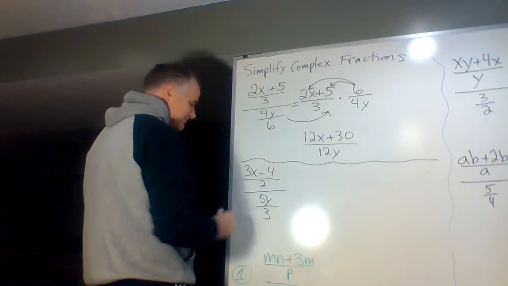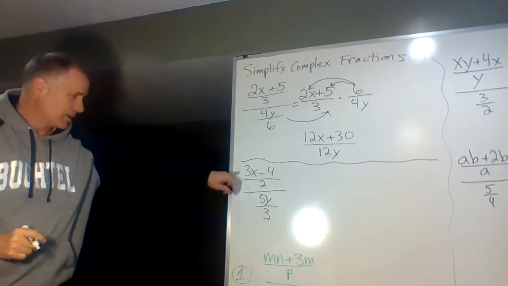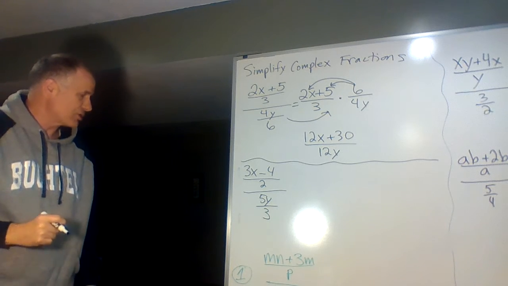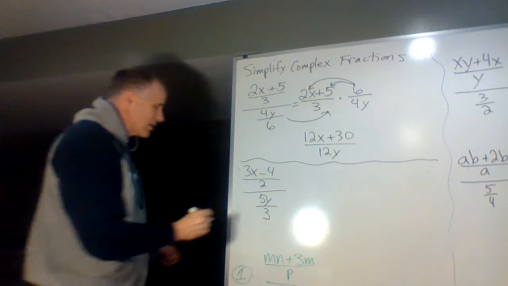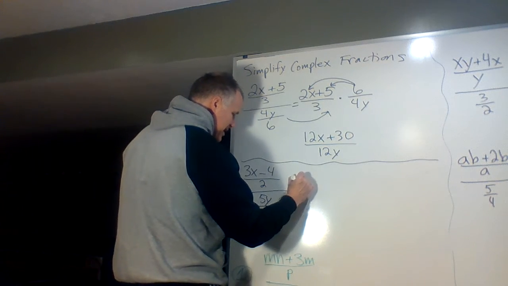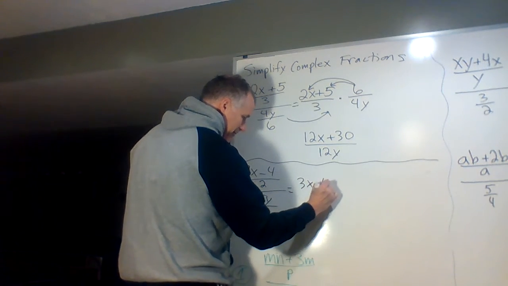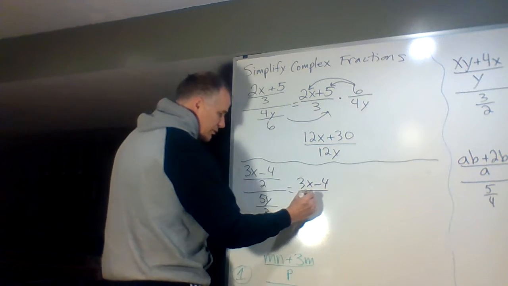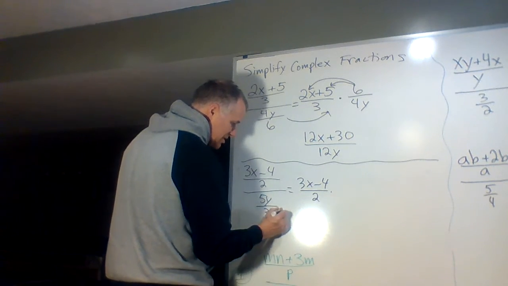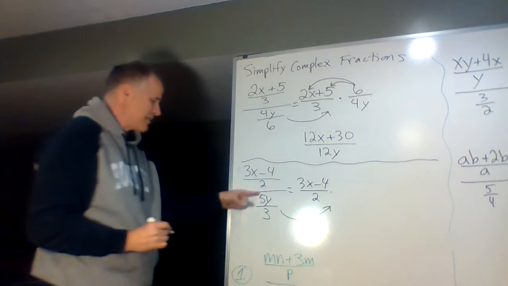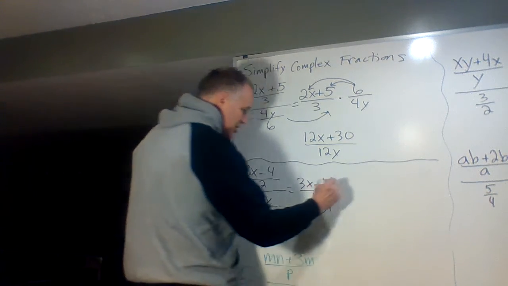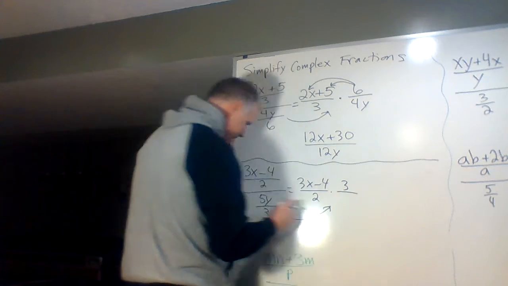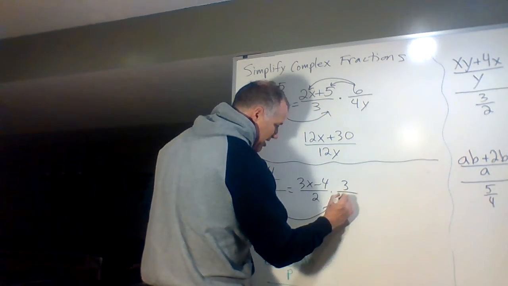Now, let's just do another one very similar. 3x minus 4 over 2 divided by 5y over 3. Again, the top stays the same, so the 3x minus 4 over 2 stays the same, but then multiply, again, by the reciprocal of that bottom one. So the 3 is going to go up on top, the 5y on the bottom.